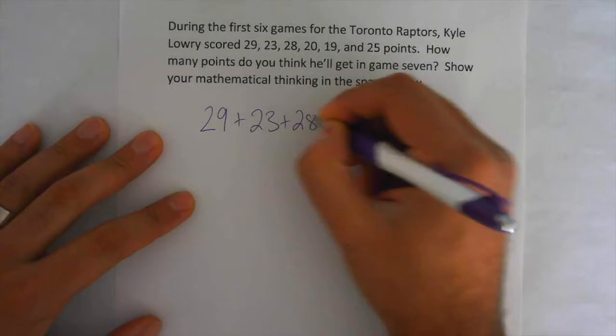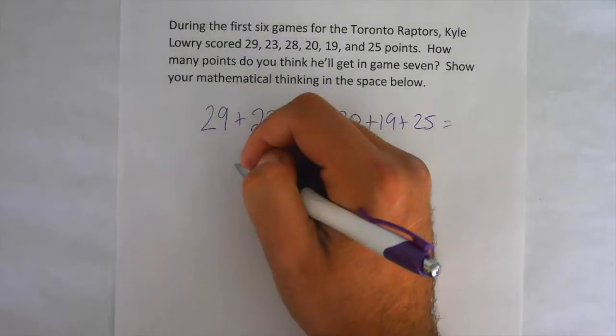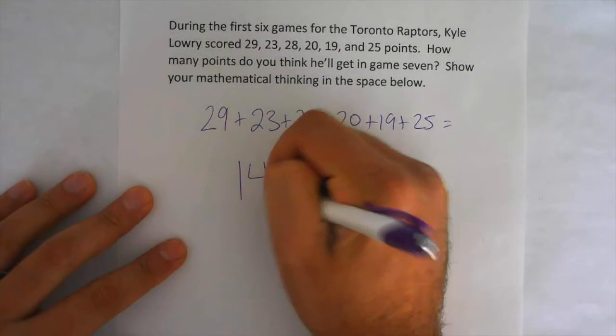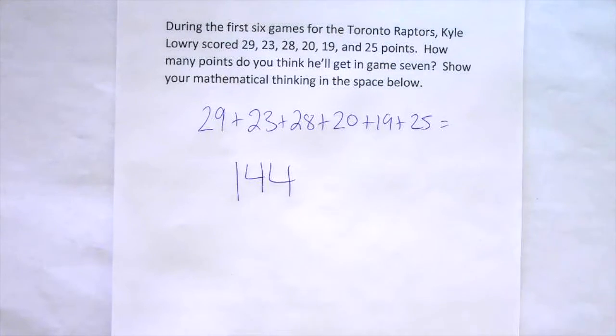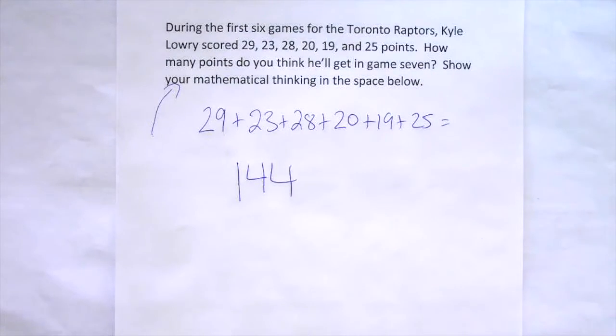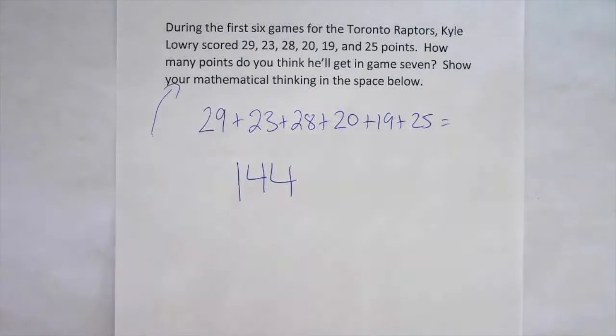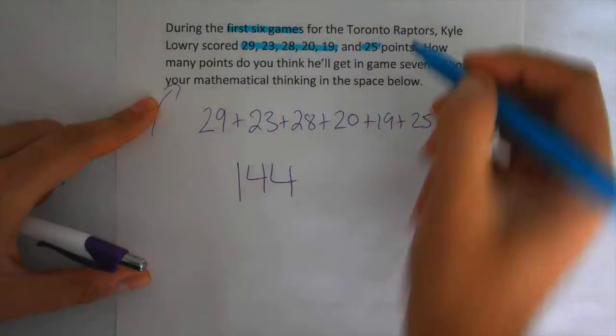Okay, so add up all the numbers. So when you add these all up, the answer is? Thank you, Amtul. So it equals 144. Now what do I need to do? What other information is provided in this question that will help me come up with my answer? Let's go to Rida. Where did you get 6 from? Yeah, there's first six games, and here is the data to prove it.